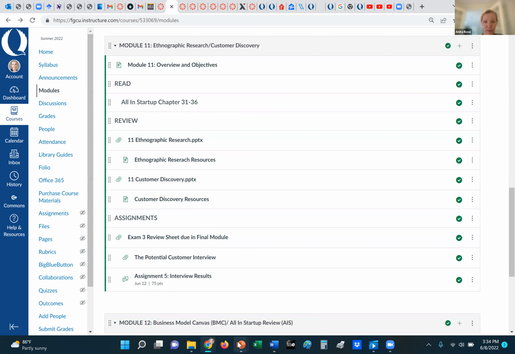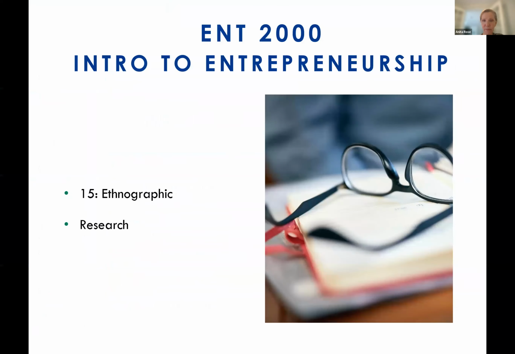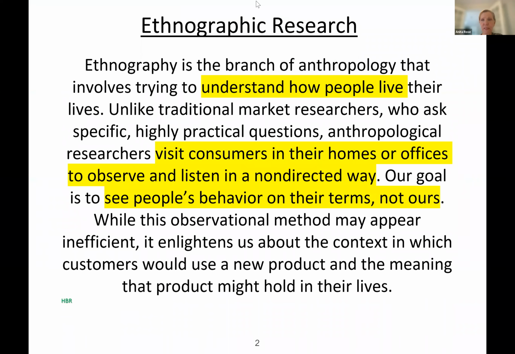And from here, we'll go ahead and start from the beginning. So ethnographic research really is, I'm just going to touch on the highlights. I won't read the slide to you. It's understanding how people live. You may be observing them. You may be interviewing them. You may be gathering data somehow.